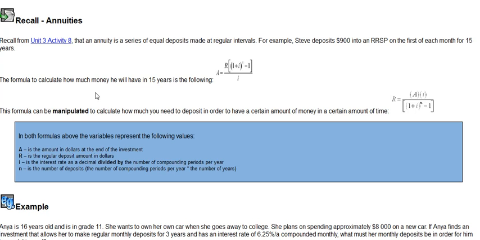Okay, so let's have a little video on this one as well. So we had A equals R bracket 1 plus i to the n minus 1 all over i in our last ones, where we said we're going to have some regular kind of deposit, and at the end we're going to have some amount at the end of the investment.